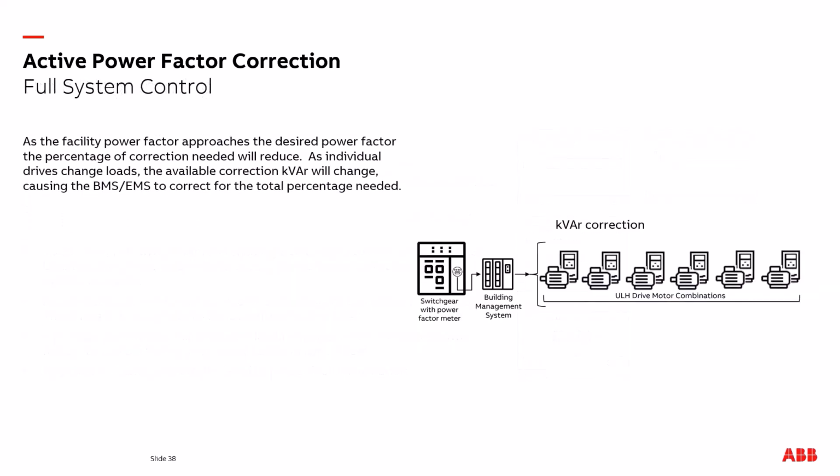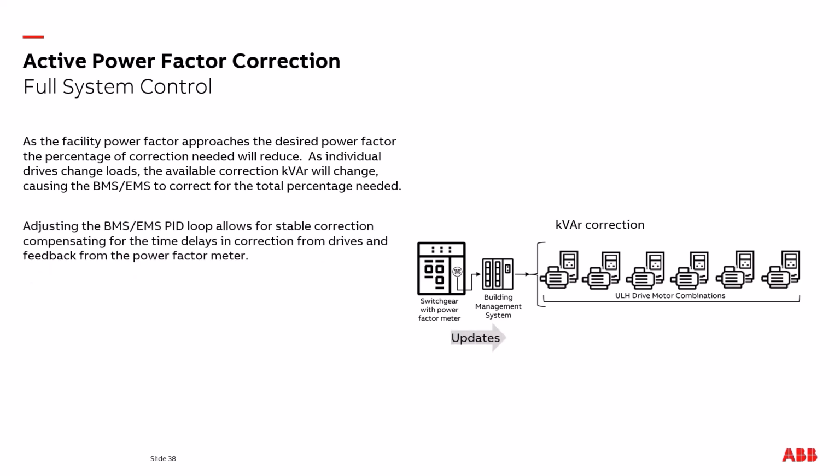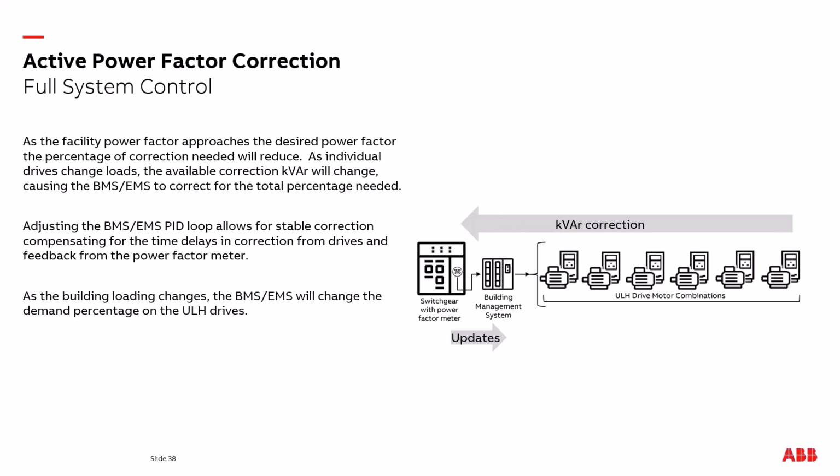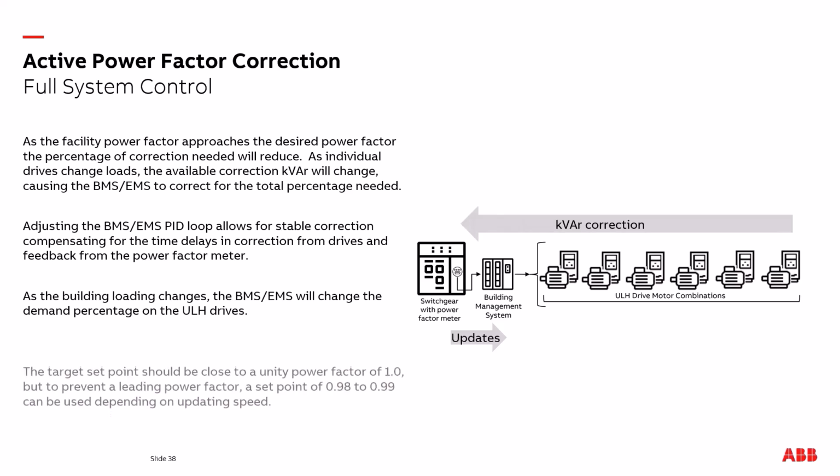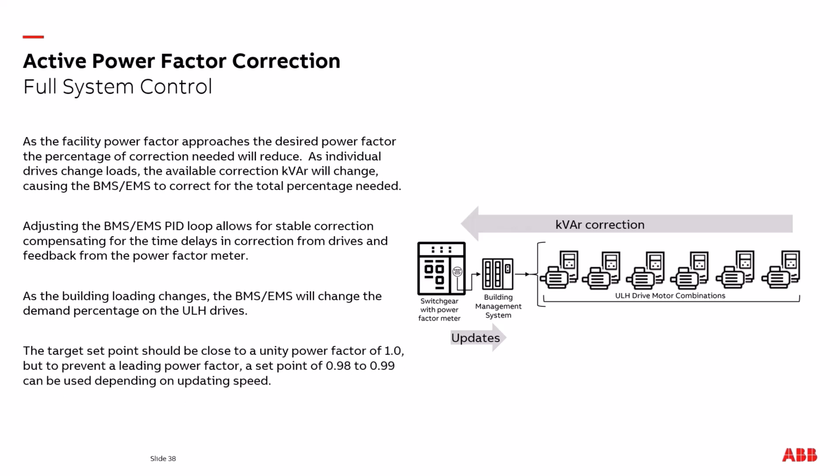When set up, as the facility's power factor approaches the desired power factor, the percentage of correction needed will reduce. As individual drives change their load, the ability to do corrections in KVAR will change, causing the BMS to correct for the total percentage needed. Adjusting the BMS PID loop allows for stable correction, compensating for the time delays in correcting from the drives and the feedback from the power factor meter. As the building loading changes, the BMS will change the demand percentage on the ULH drives. Feedback set point should be close to the unity power factor, but to prevent a leading power factor, you may wish to set the set point to 0.98 or 0.99, and this will depend on the updating speed of your system as to what you feel safe doing.